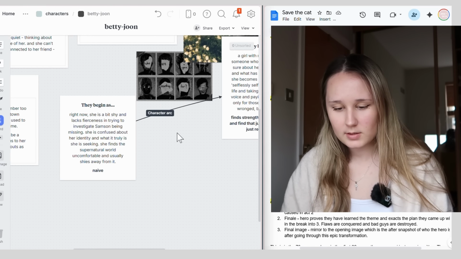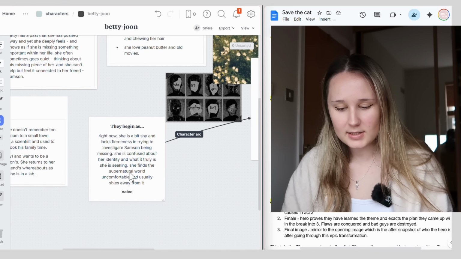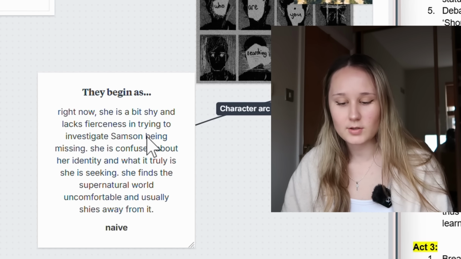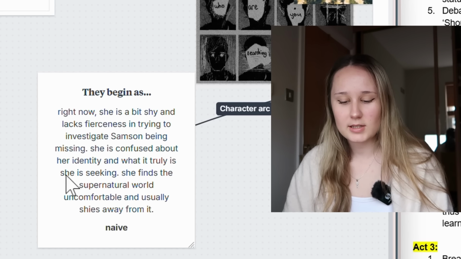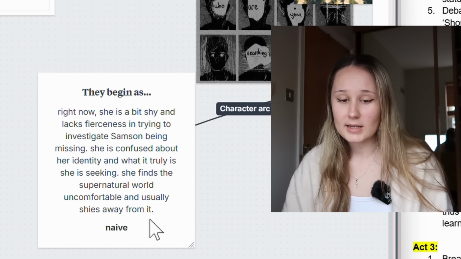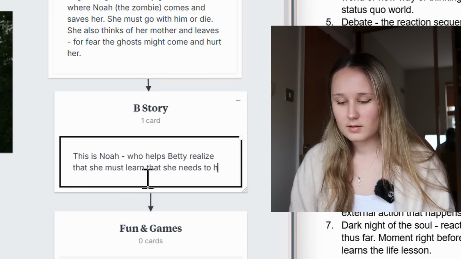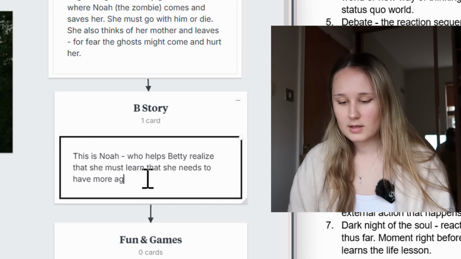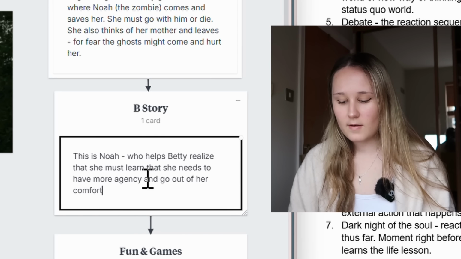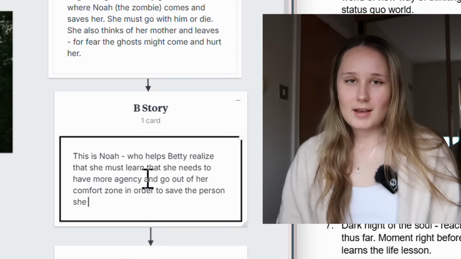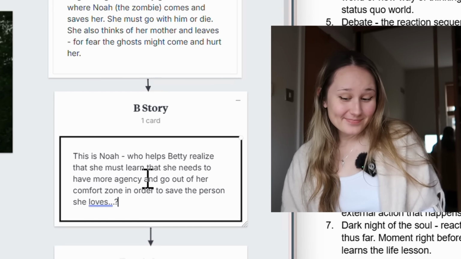So she's a bit shy and lacks fierceness in trying to investigate Samson being missing. She's confused about her identity, what it is truly she's seeking. She finds the supernatural world uncomfortable and usually shies away from it. So I guess she must learn that she needs to have more agency and go out of her comfort zone in order to save the person she loves, I guess.